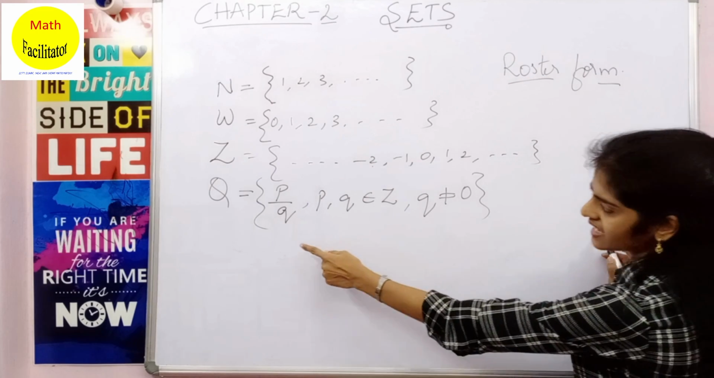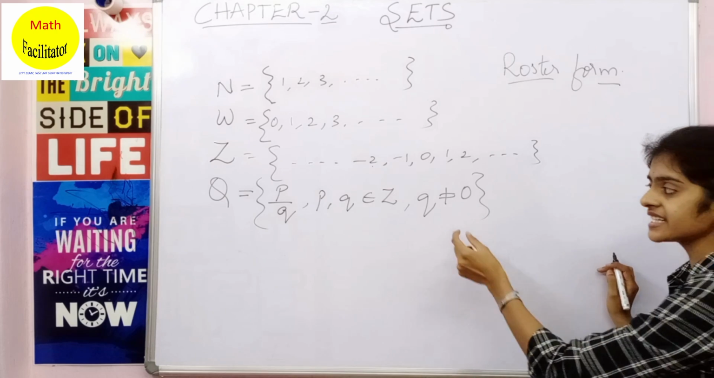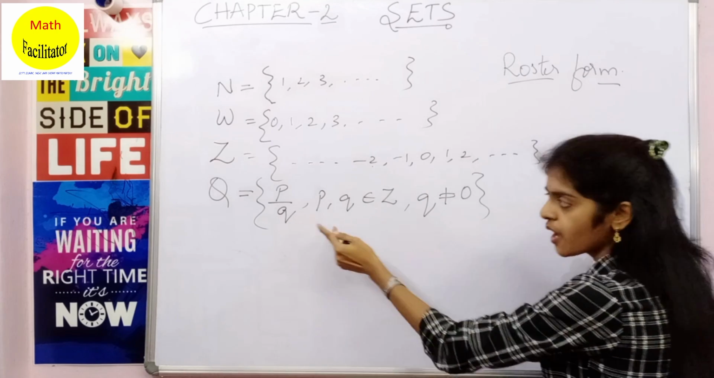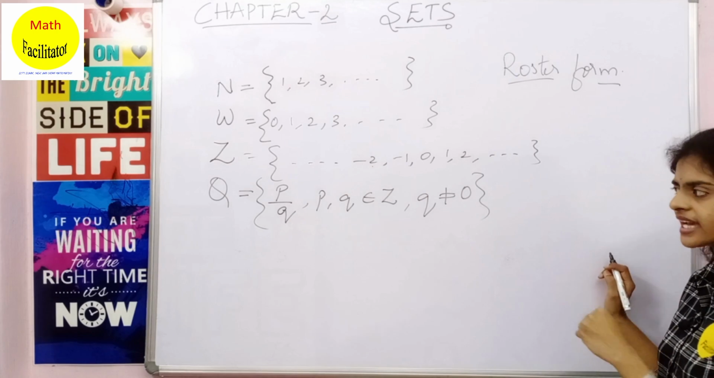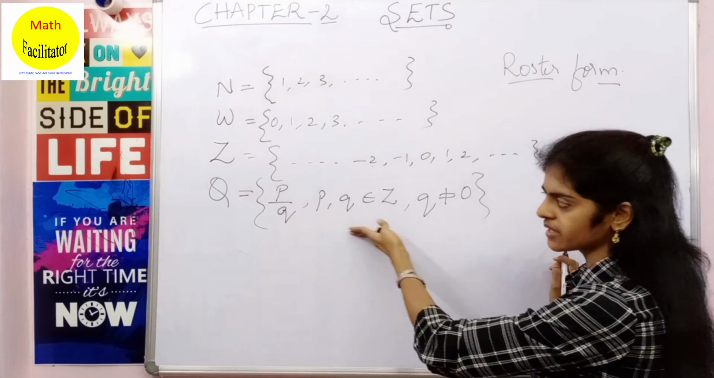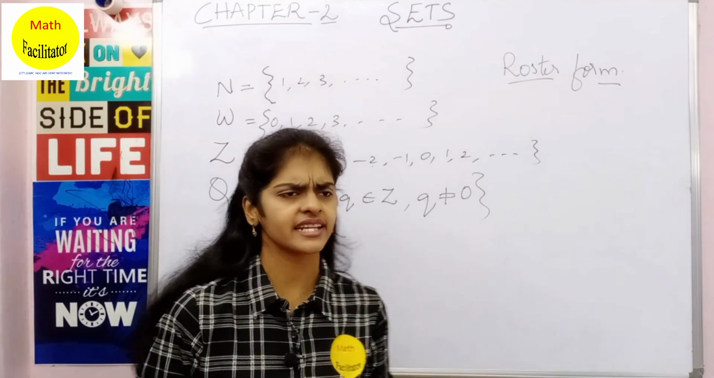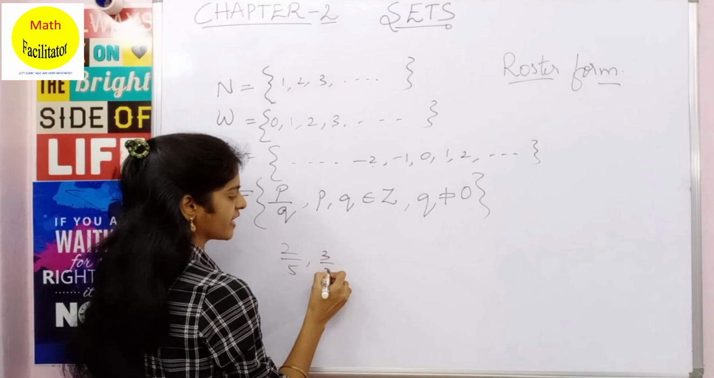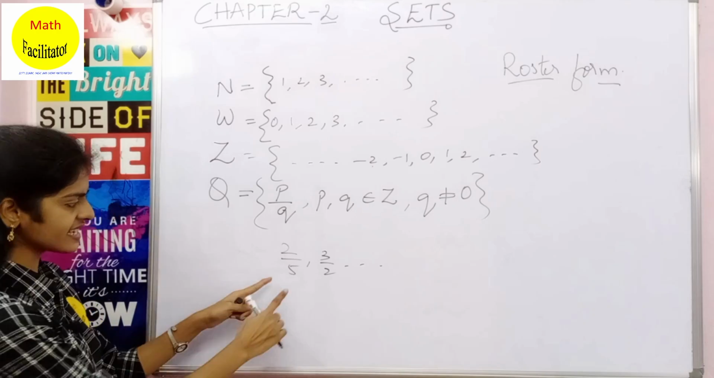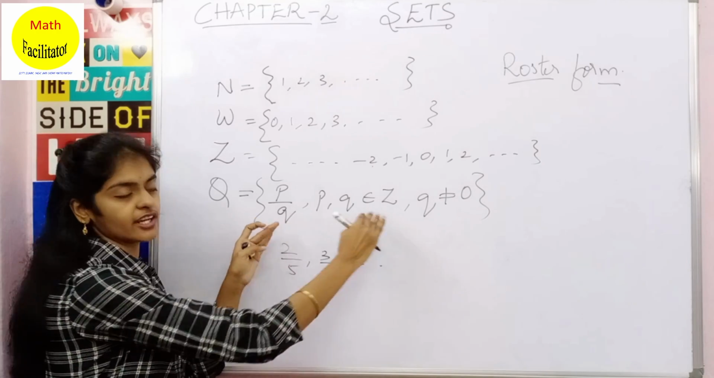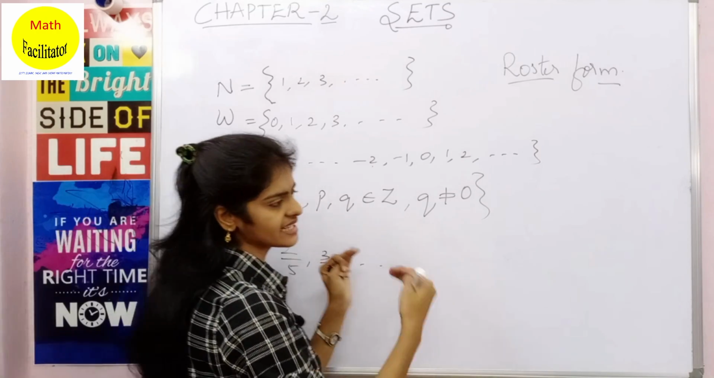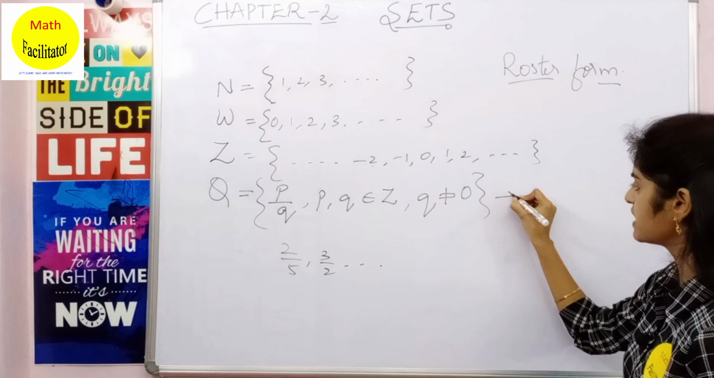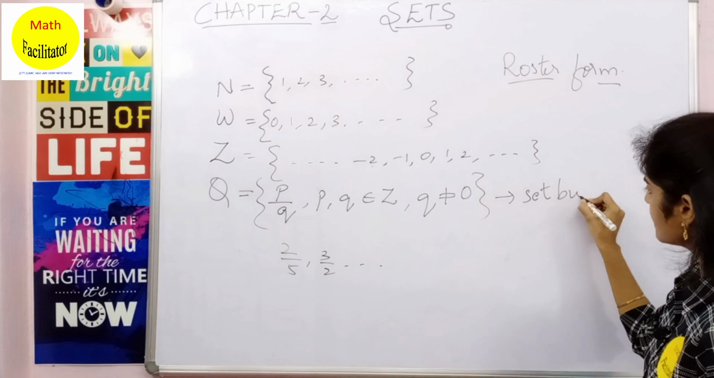And in the last example you can see I am not representing the exact elements of the set, but I am giving a condition. The elements can be anything which satisfies this condition. It can be 2 by 5, it can be 3 by 2, etc. and so on. These are the elements. This is a condition. Are you getting my point? So here we are representing the condition. So this is called set builder form.